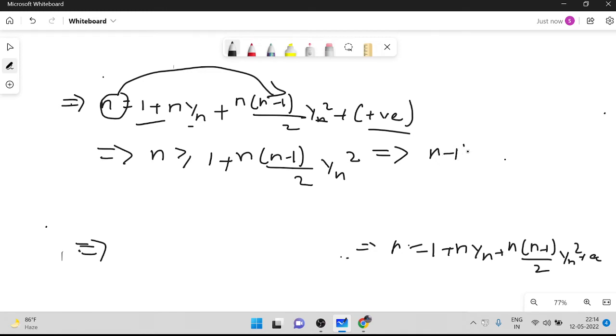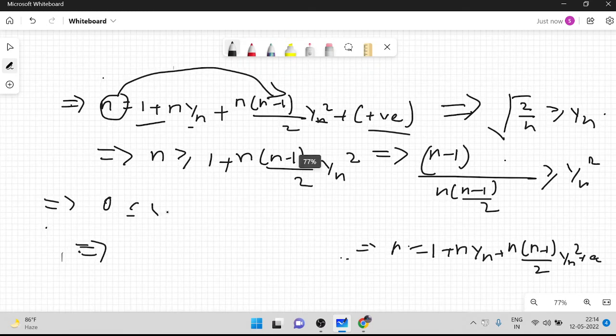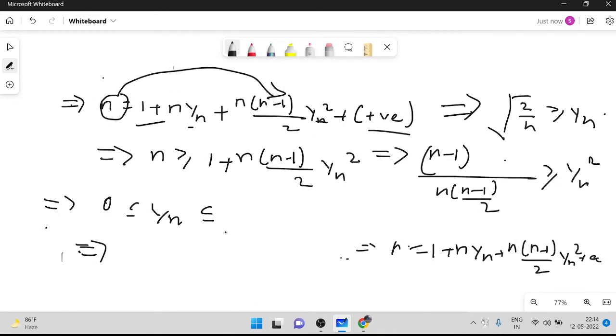This implies n minus 1 divided by n into n minus 1 by 2 is greater than or equal to yn square, which implies yn is less than or equal to under root 2 by n. So now we have chosen yn such that 0 is less than or equal to yn less than or equal to root 2 by n. Now as n goes to infinity, this goes to 0, and this goes to 0. By the sandwich theorem, yn goes to 0.